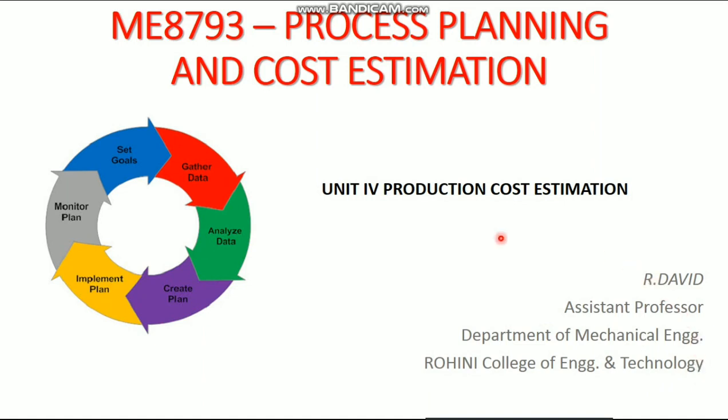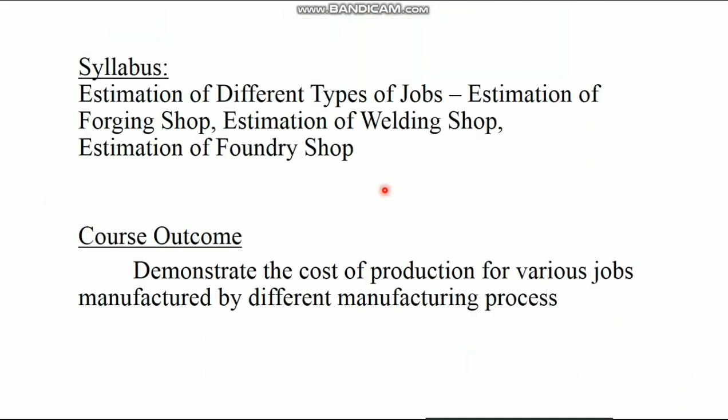In this video, I am going to teach you some topics from the fourth unit of the Process Planning and Cost Estimation subject. Our fourth unit title is Production Cost Estimation. Our fourth unit syllabus is estimation of different types of jobs, estimation of forging shop, estimation of welding shop, estimation of foundry shop.